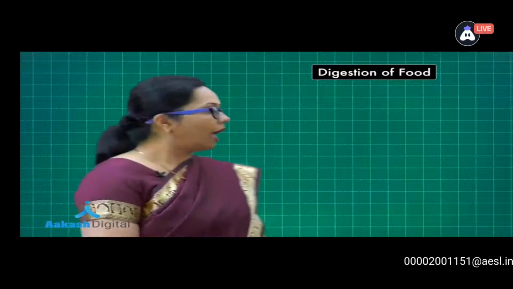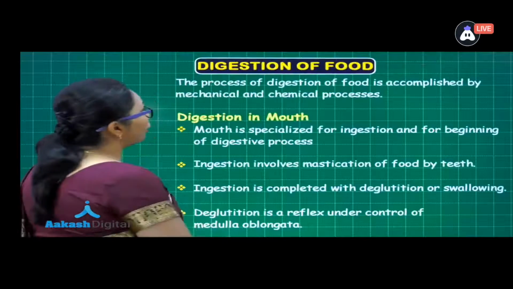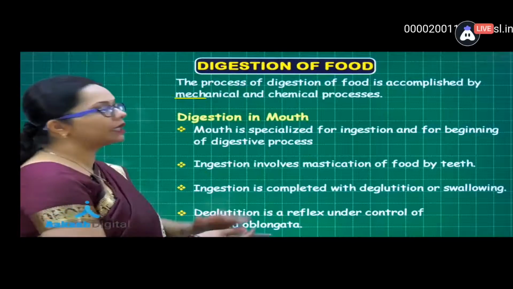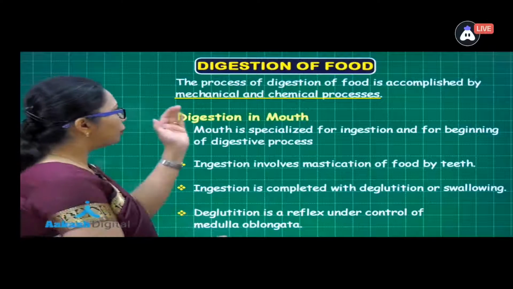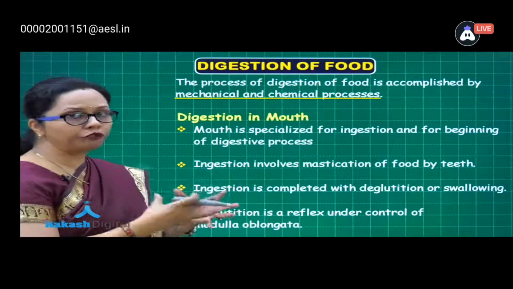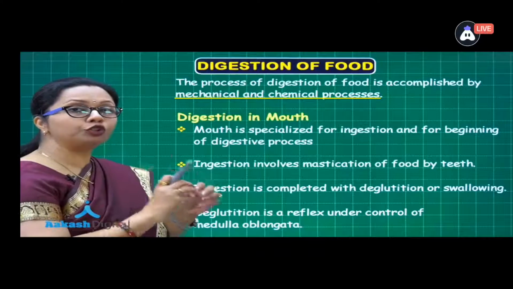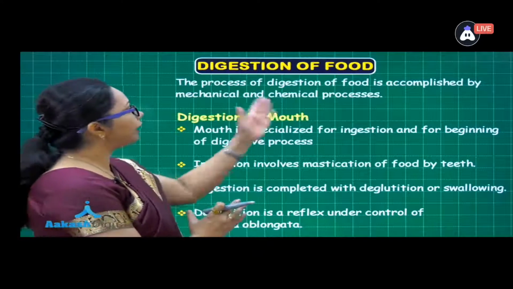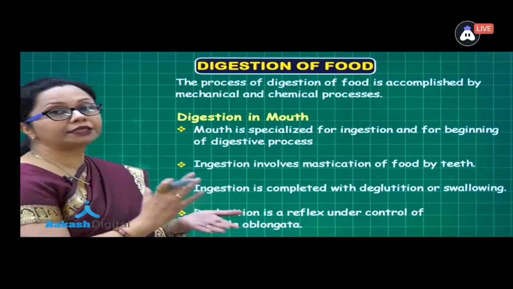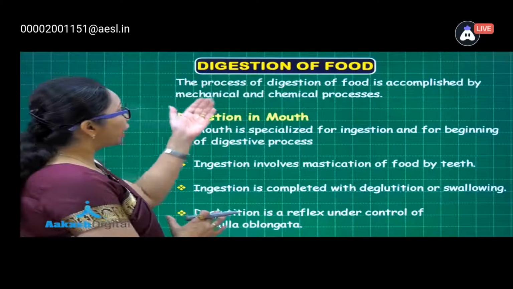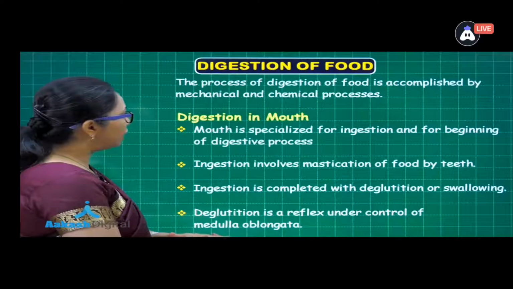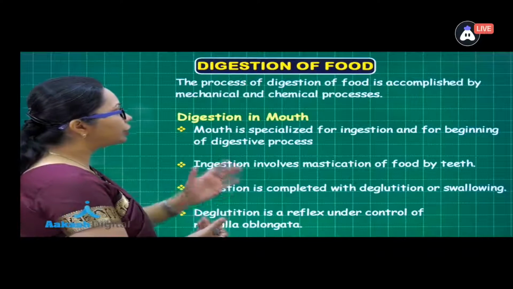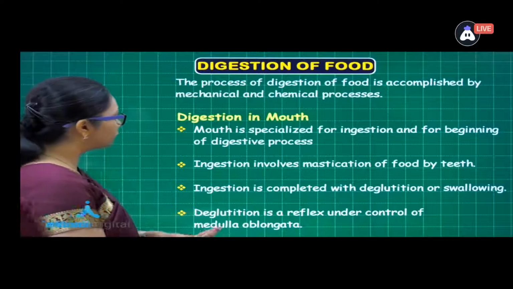After completing the anatomy of the digestive system, now we move on to the physiology of digestion. And if we talk about digestion, it is both a mechanical and a chemical process. Mechanical is where when we chew the food, we break it down into smaller fragments, but when the bonds are broken, that becomes a chemical process, and that is an enzymatic process. So the digestion starts in our mouth itself, and the mouth is specialized for ingestion and for beginning the digestive process.